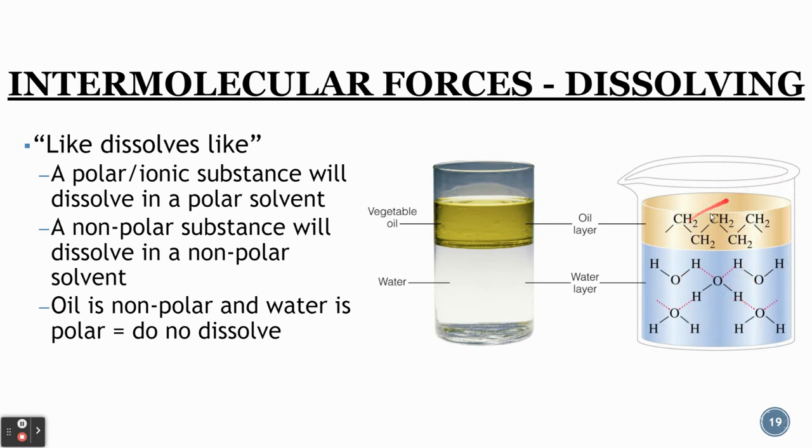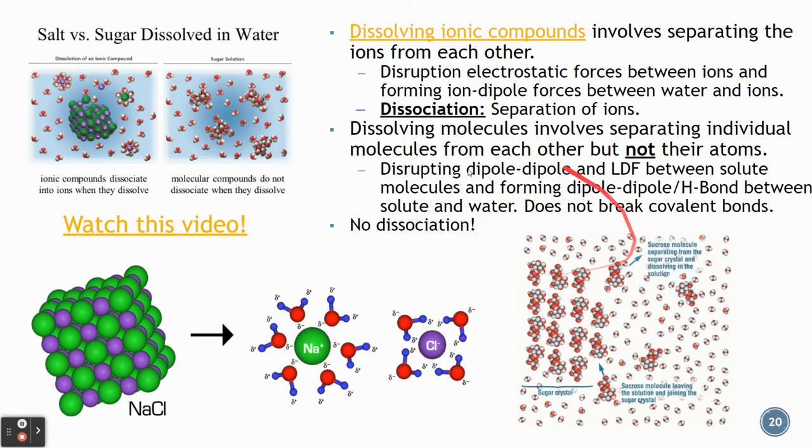So nonpolar will interact with nonpolar, and polar will interact with polar. So here we have an example of dissolving happening. There's a great video I do want you to watch later on that explains dissolving, but I'm showing dissolving for ionic compounds and also for molecular compounds. So salt, NaCl, ionic compounds will dissolve in water.